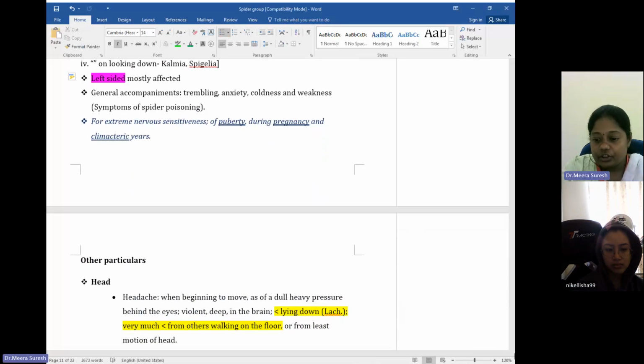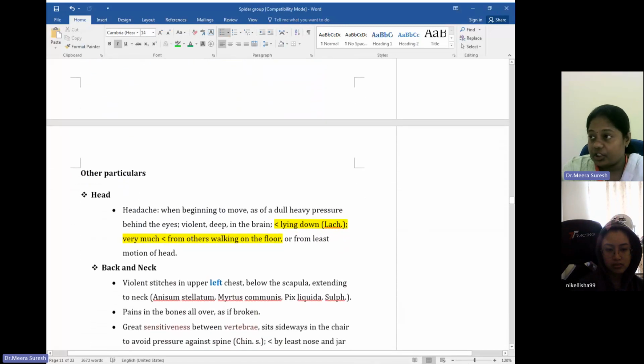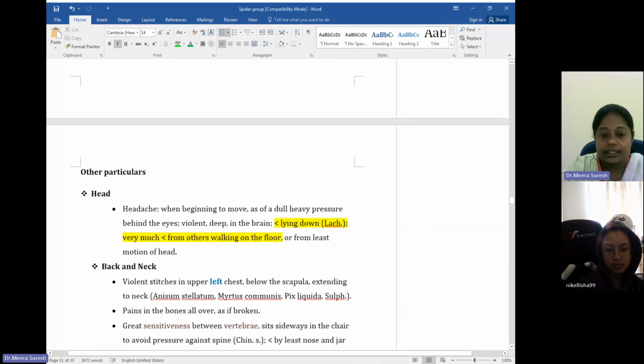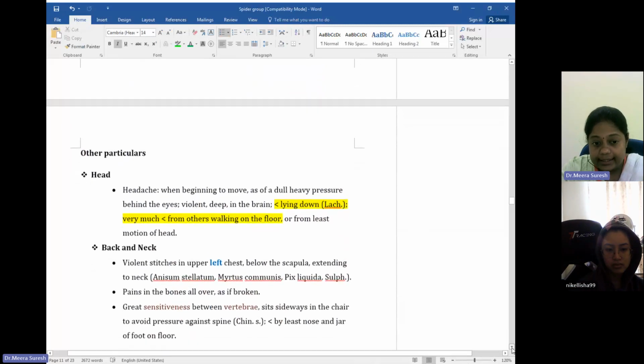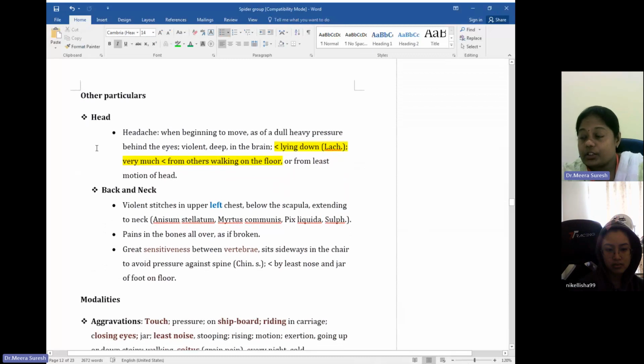So that will be the general feature, the two important keynote manifestations, and how we connect them physically to other symptoms. And then in particular, we have head symptoms. I told you that in the head also, they have complaints from closing the eyes, which means there will be headache from lying down, like Lachesis. And then we already saw that they are sensitive to noise. So even when others are walking on the floor, they have aggravation of headache. This is the symptom you need to remember.